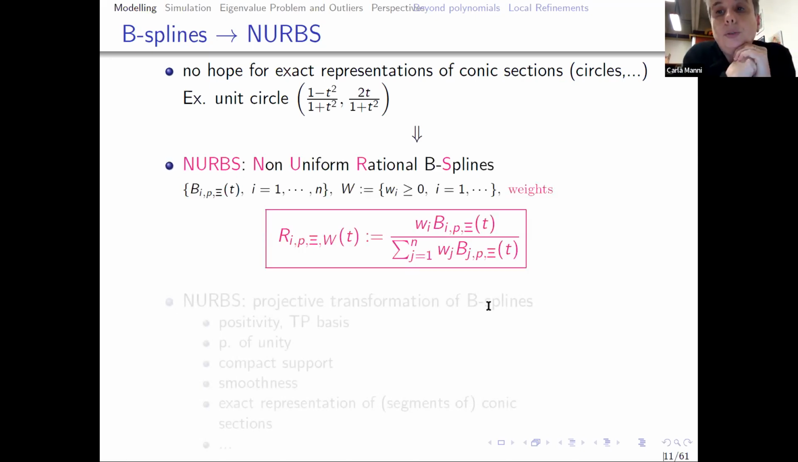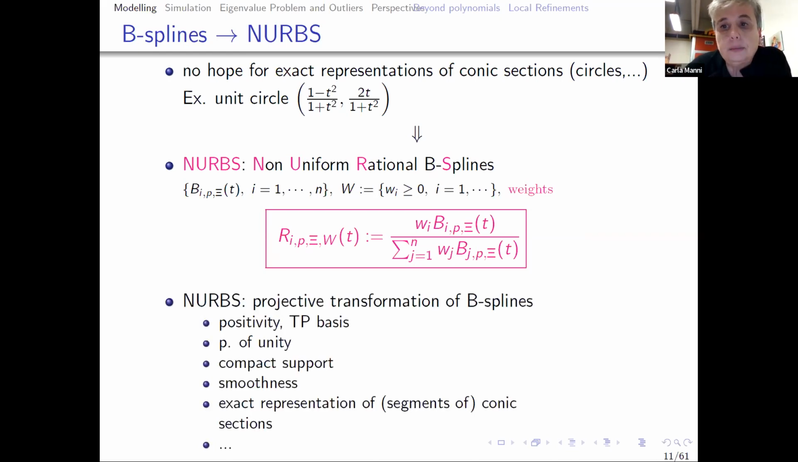However, there are some issues, because there are some important objects, mainly in practical applications, that you cannot represent exactly by using B-splines, which are piecewise polynomial curves. As an example, you cannot represent in an exact way the conic sections. Everybody knows this parametrization of the unit circle, but you cannot have it just with polynomials. You have to move from polynomials to rational functions. And this is why and how the famous NURBS, non-uniform rational B-splines, arrive. The NURBS are nothing else than a rational version of B-splines, in the form that you can see in the slide.